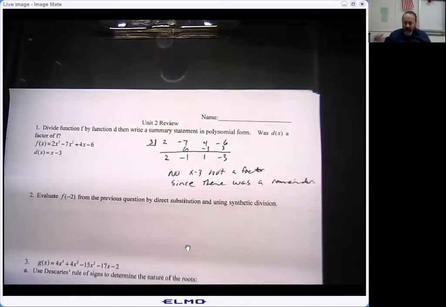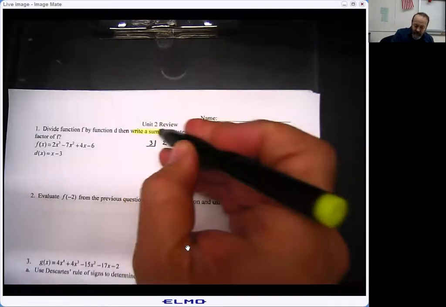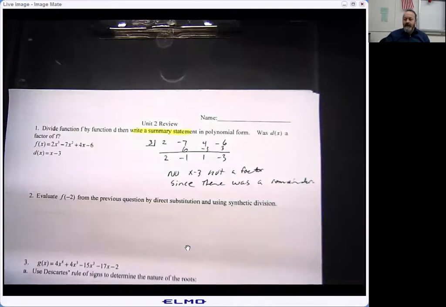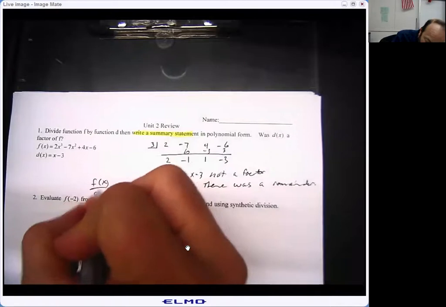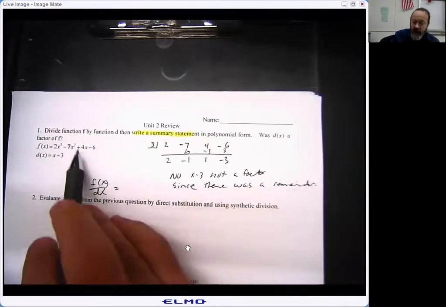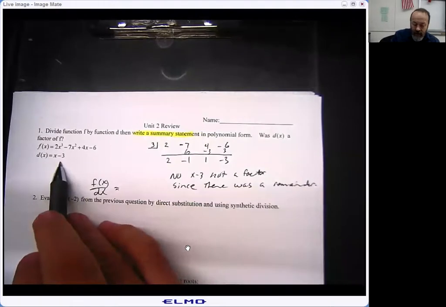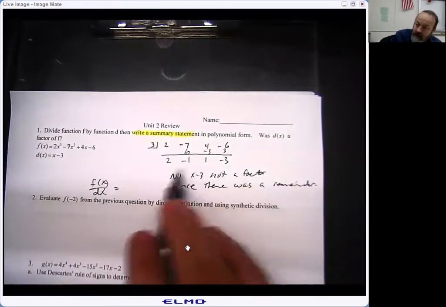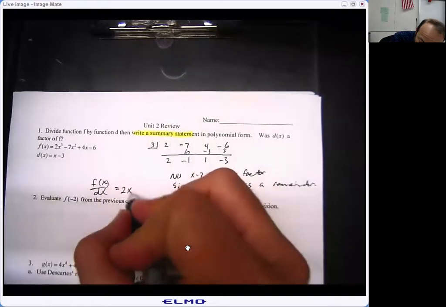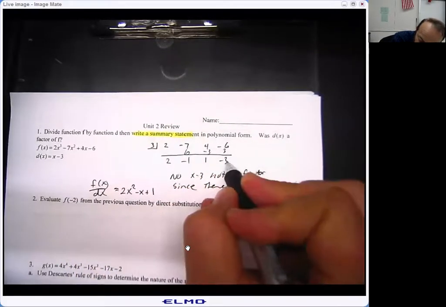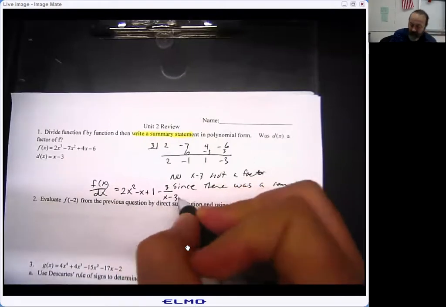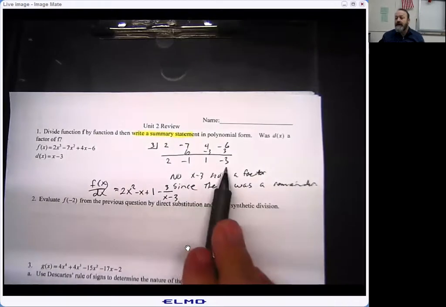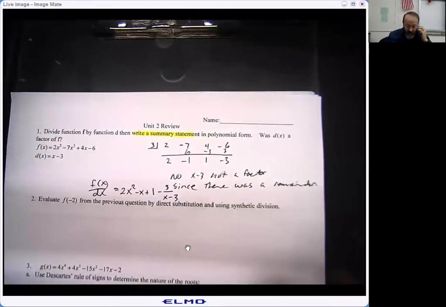Now, the last little piece is one extra statement, and it says write a summary statement. I know a lot of people struggle with what that means. It means that if you took f of x and divided it by d of x, what was left over is a cubic divided by a first degree. A third over a first leaves a second degree. So that would be 2x squared minus x plus 1, and then my remainder, which would be minus 3 over x minus 3. Normally I write that as a plus, but since my remainder is negative, we're going to go that way.